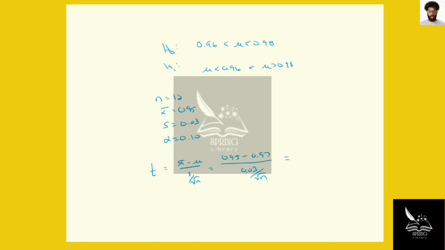So 0.95 minus 0.97 over 0.03 over the square root of 12 is negative 2.31.